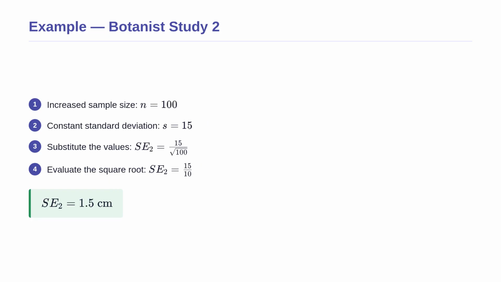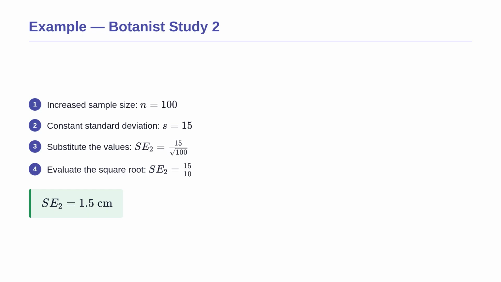Now let us see what happens when the botanist wants to be more precise in his second study. He measures 100 plants, assuming the standard deviation remains 15 centimeters. We will use the same formula, keeping the numerator constant while changing the denominator. We substitute 15 for the standard deviation and 100 for the new sample size.